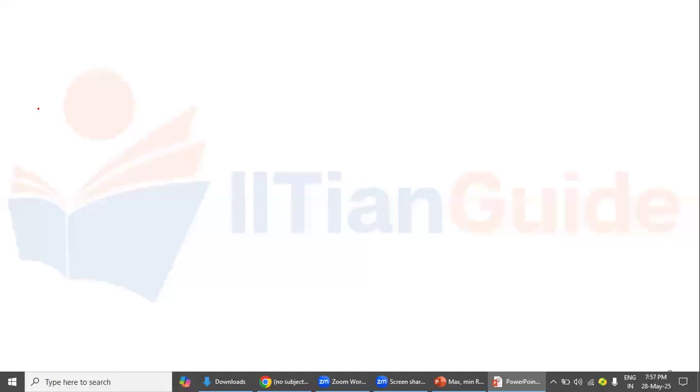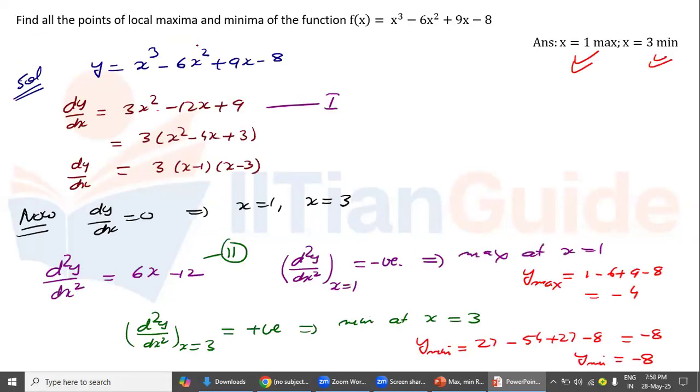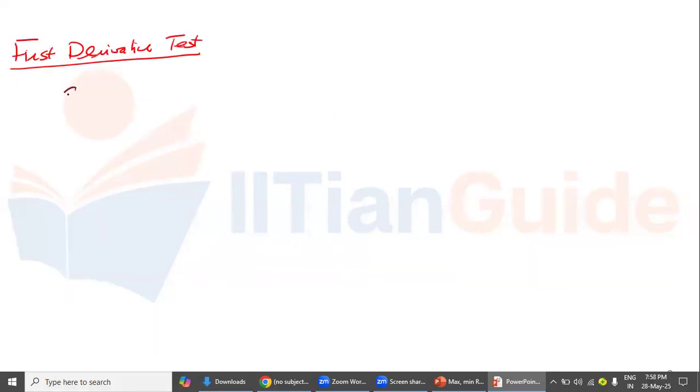First derivative test. This way also we can do. In the CBSE, they ask the question, tell me whether it is maxima or minima using the first derivative test. For that reason, I am telling you the first derivative test. But we need to do only one test, either first derivative or second derivative. I have got dy by dx, that was 3 times x minus 1 into x minus 3.